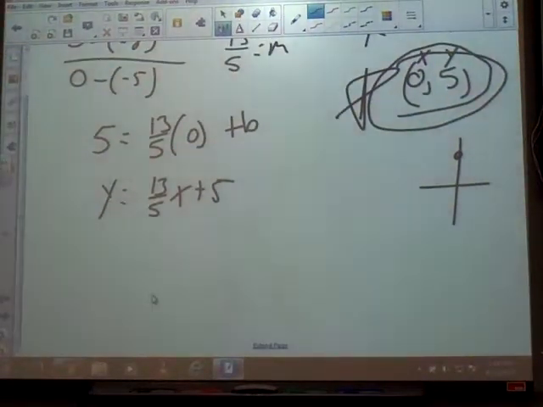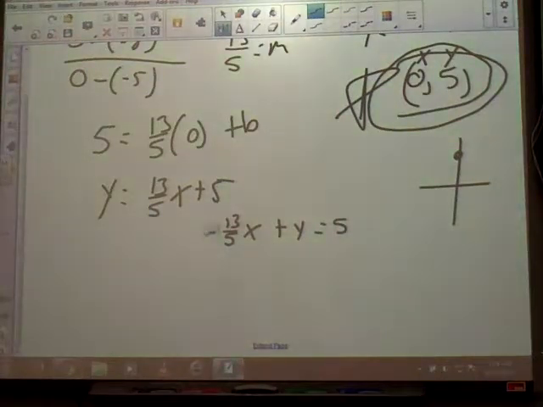But of course, there's no choices that say that because the question says to write it in standard form. So I got to get it to ax plus by equals c form. So I need to move the 13 fifths x over there, so I'm going to subtract that. That'll give me negative 13 fifths x plus y is equal to 5. There's not any choices that say that. Remember, in standard form, we've got to have integers, no fractions there.